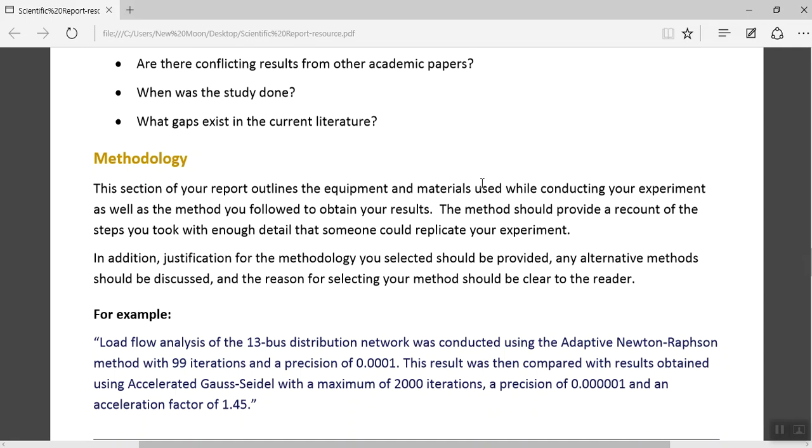Let's move on. This section of your report outlines the equipment and material used while conducting your experiment, as well as the method you followed to obtain your results. Clear? To reach a certain end, what method you have adopted. The method should provide a recount of the steps you took with enough detail that someone could replicate your experiment.